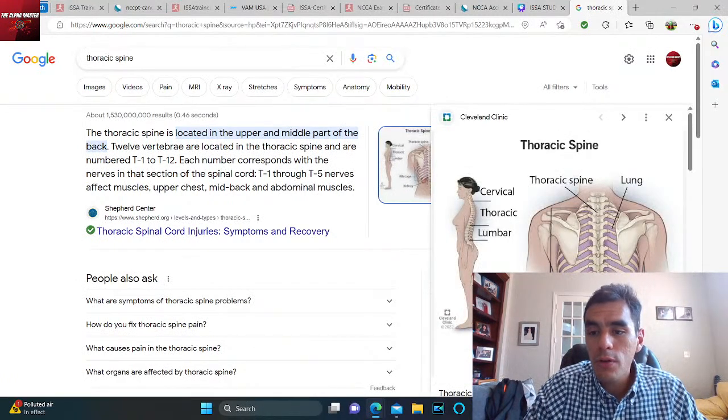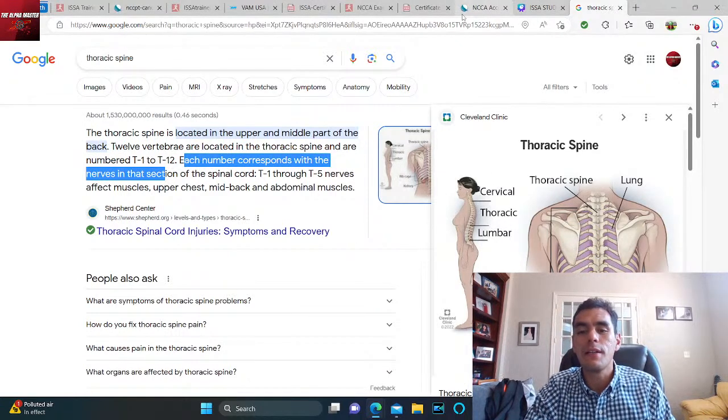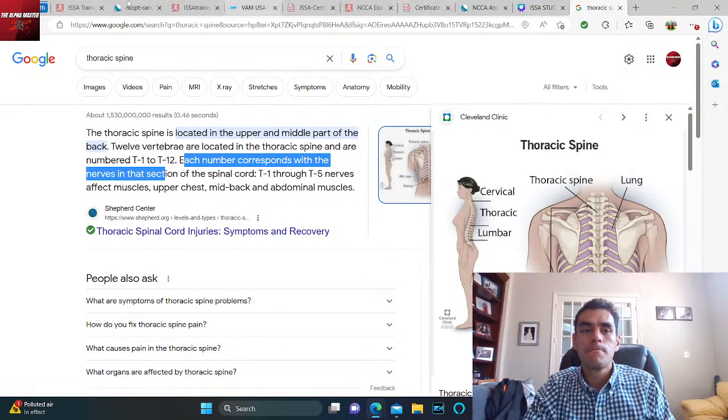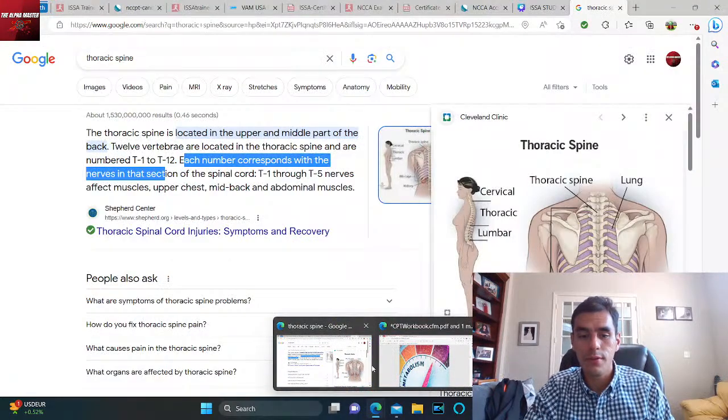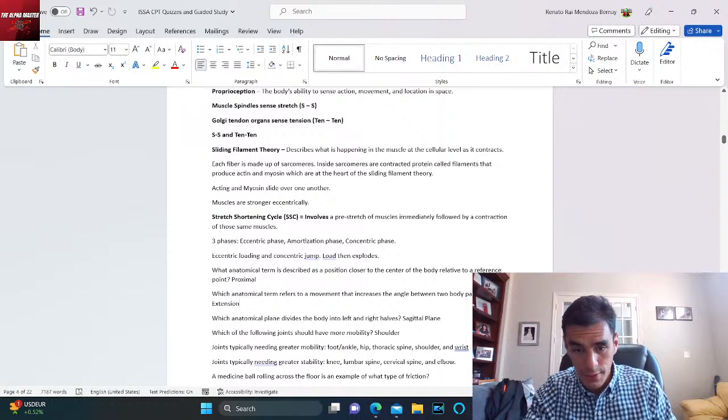The thoracic spine is all this spine right here. The lumbar, thoracic, and cervical are in the middle of all the vertebrae. Yeah, on the ribs. No, in the middle of the ribs. I don't know why I said ribs. Okay, let me see. So never forget this, dude.